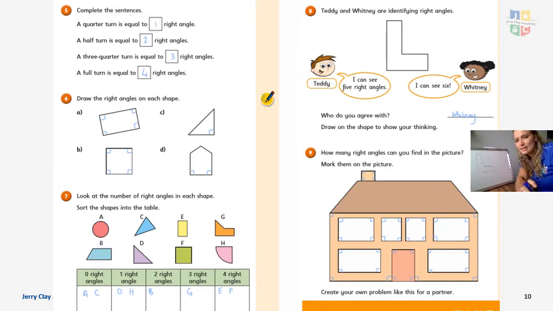Mine isn't drawn to scale like theirs is, but if we find them, I've got 1 there, 2, 3, 4, 5, but then I have actually got 6, which is just there. So some of you might not have seen that one, but that's your 6. So Whitney is correct with 6.